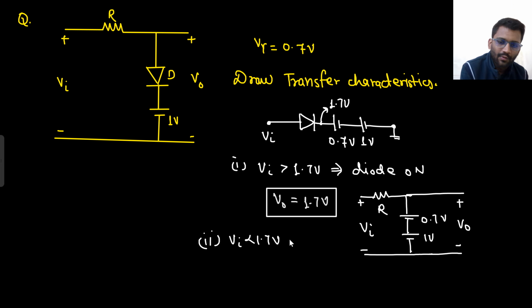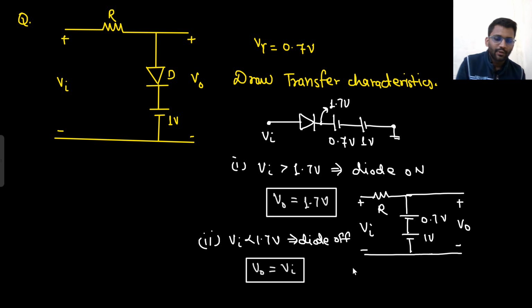Secondly, when V in is less than 1.7 volt, what will happen? The diode will be off. If the diode is off, what will be the output value? Sorry, the output value will be equal to V in. V out will be equal to V in.